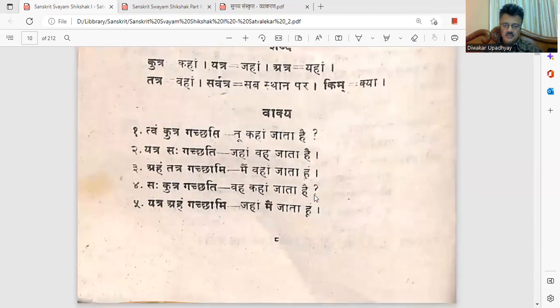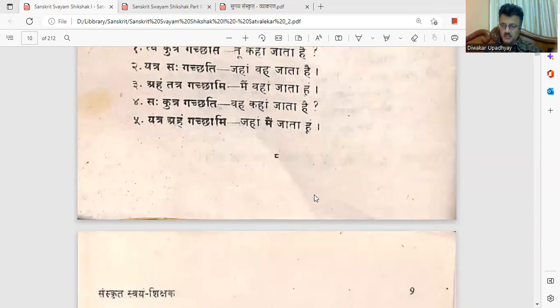Aham tatra gacchami. I go there. Aham tatra gacchami. Sah kutra gacchati. Again, we have a question. Sah, he, kutra, where, gacchati, goes. Aham, I, tatra, over there, gacchami, go. I go over there. Yatra aham gacchami, where I go.